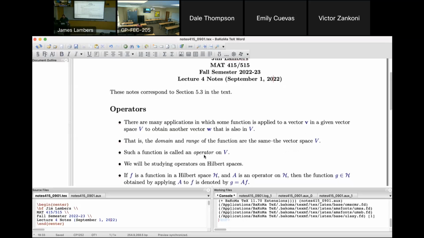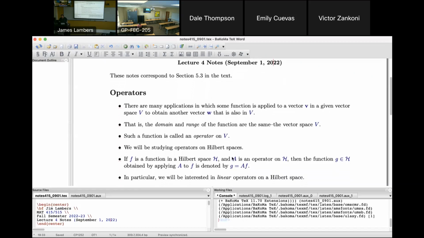An operator, as opposed to a function or transformation, is something applied to a certain domain where the result is from that same set. So if the domain and range of a function are the same, then it's appropriate to refer to that function as an operator on that domain. What we will be looking at are operators that act on Hilbert spaces. We'll define an operator that acts on a function from a Hilbert space, and the result of that operator is another function in that Hilbert space.